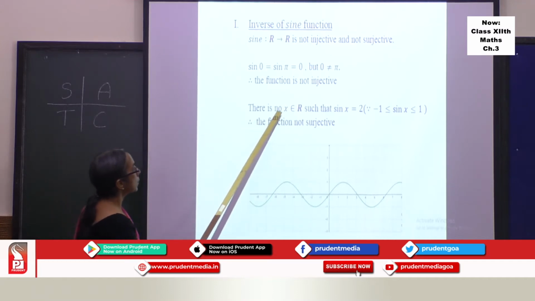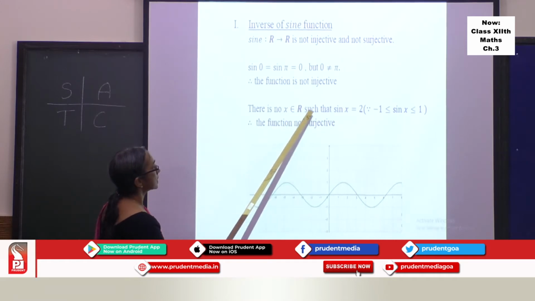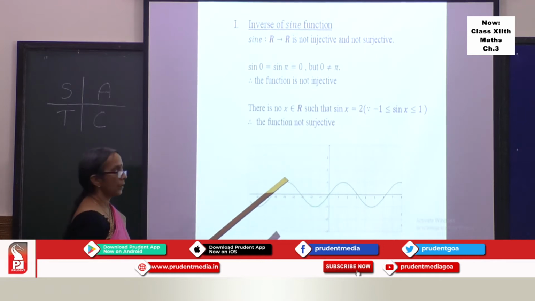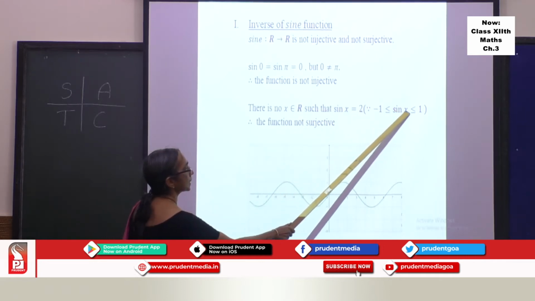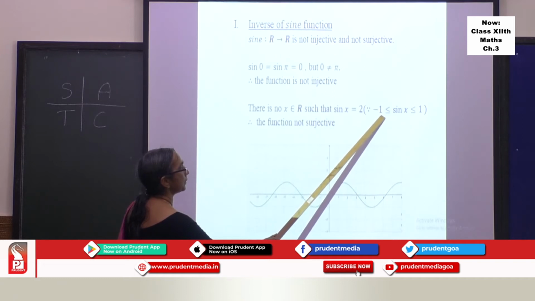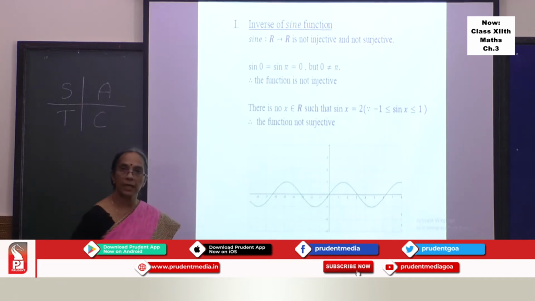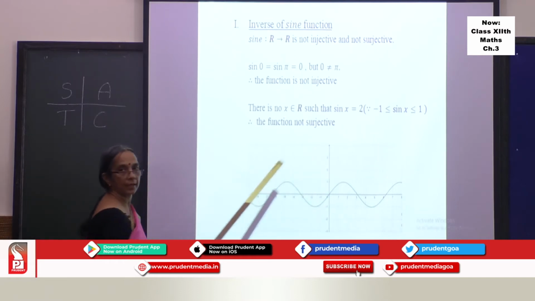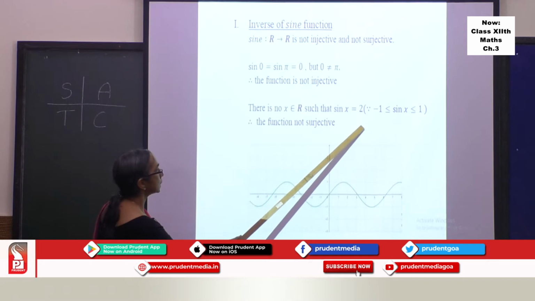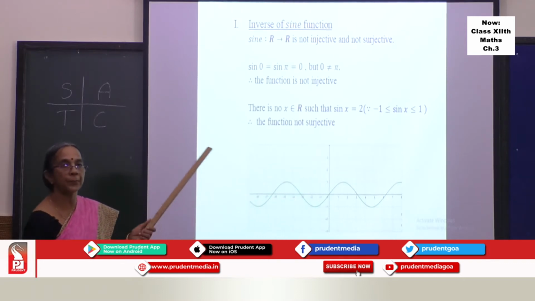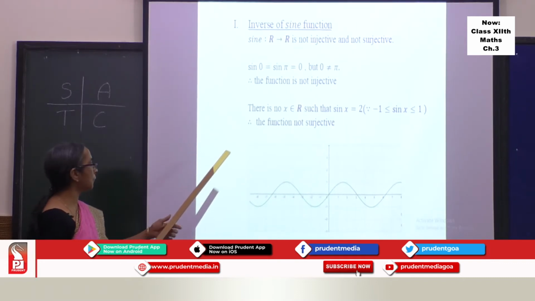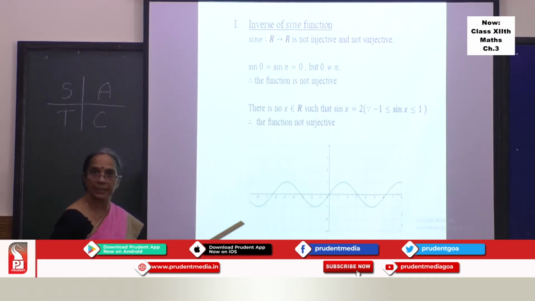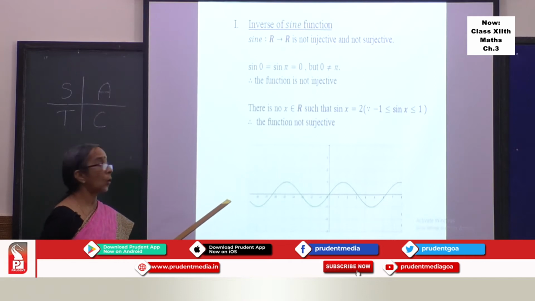Similarly, there is no x value in R such that sin x is equal to 2. Why? Because you know that sin x is always a value between minus 1 and 1, including minus 1 and 1. So, what does it show? 2 does not have a pre-image. Therefore, the function is not surjective or not an onto function.